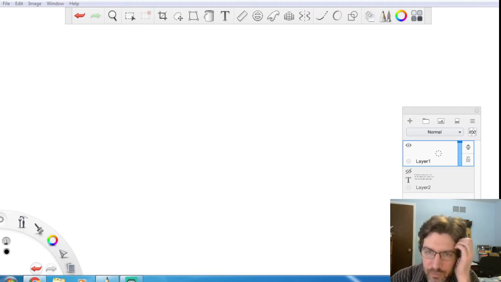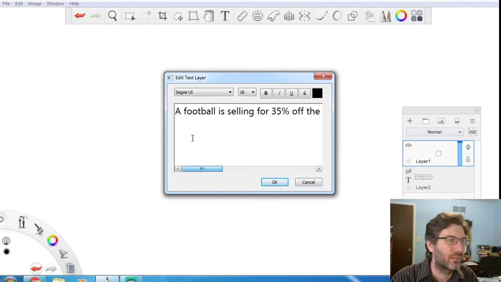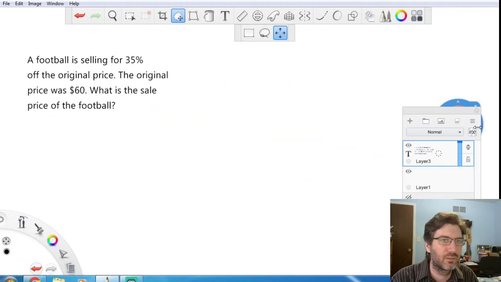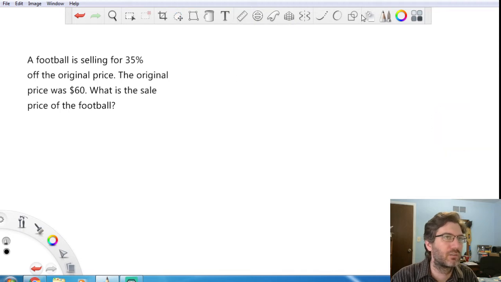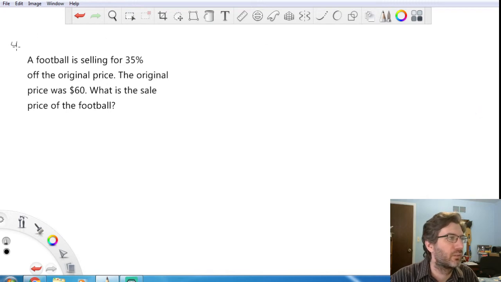Let's find one that I worded right. Number 4 looks like a good one. This is number 4. A football is selling for 30% off the original price. The original price was $60. What is the sales price?